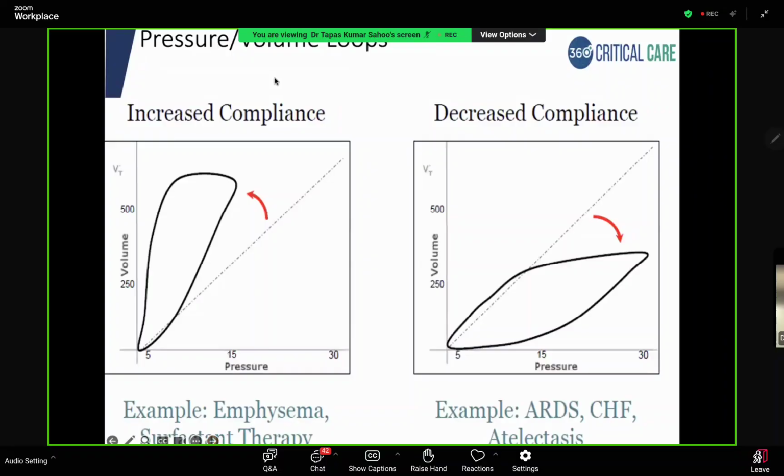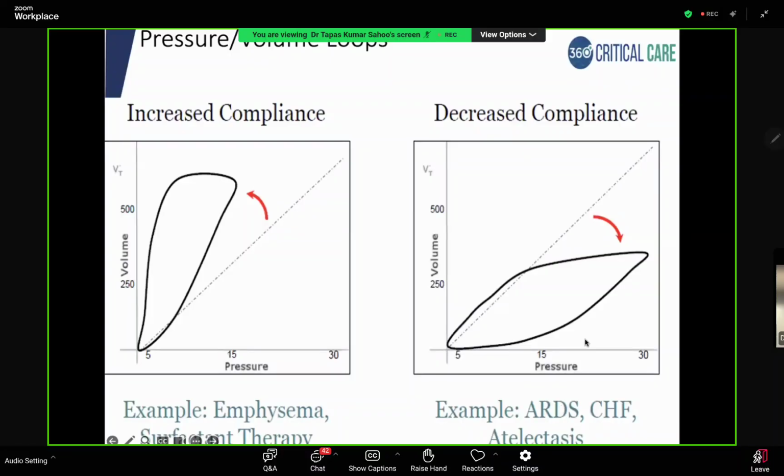Now, in this pressure volume loop, if you are getting a shift towards the left side, that means increased compliance. Examples of increased compliance are emphysema, and in the pediatric population, surfactant therapy. Now, in decreased compliance, the inspiratory phase would be descending, or it would be towards the right side. The most important thing for us is ARDS, CHF, atelectasis.